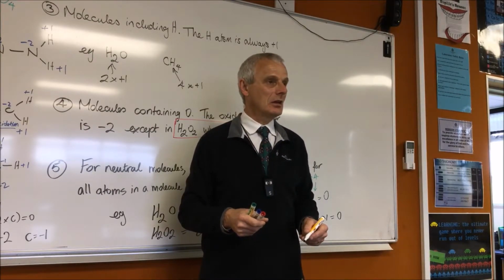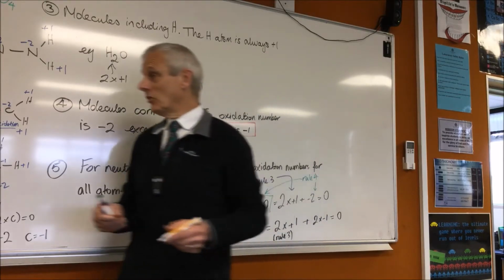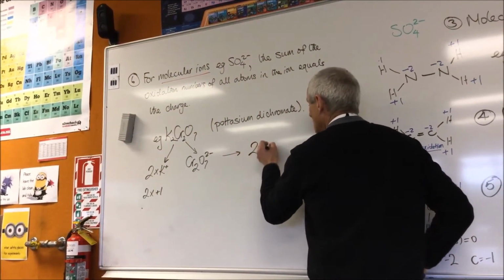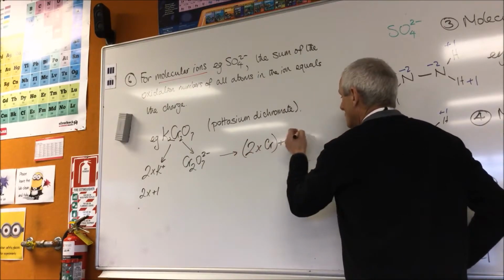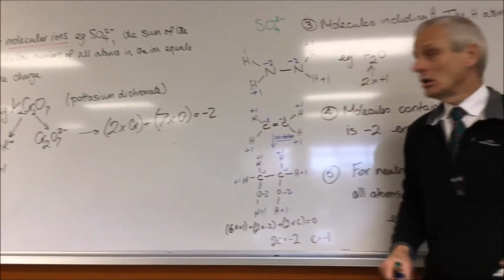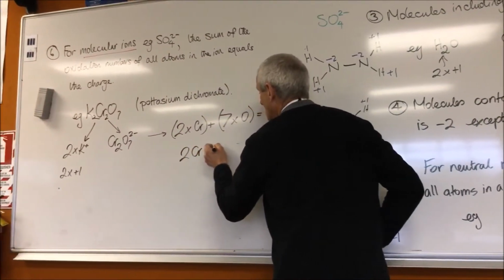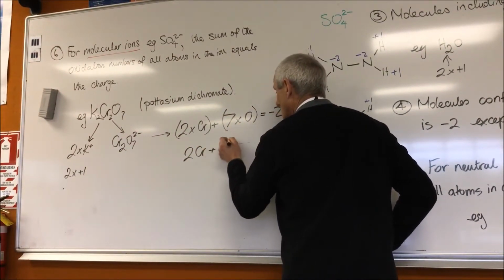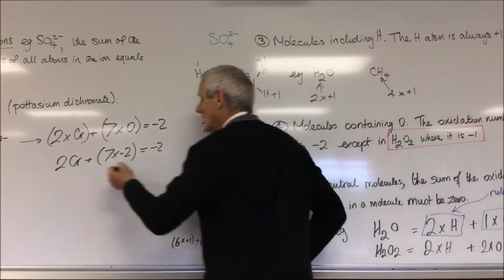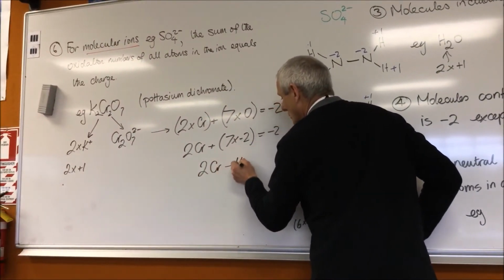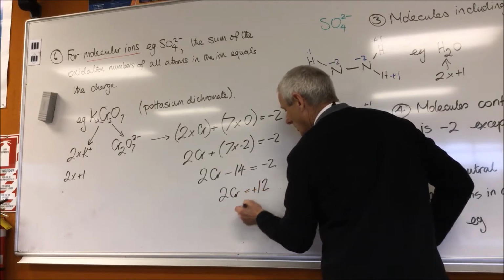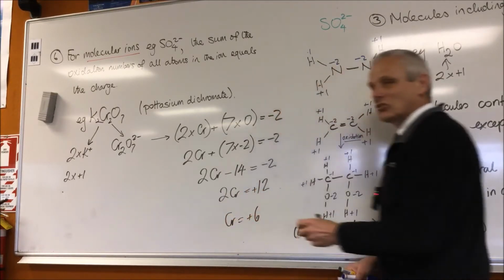What is it? -2. So what we're saying with this rule is that 2 times Cr plus 7 times O is equal to -2, because that's the overall charge. So we've got 2 Cr plus 7 times -2 equals -2. I'm taking this really slowly so you get it right. So 2 Cr minus 14 equals -2. 2 Cr equals 12. So Cr is equal to +6.